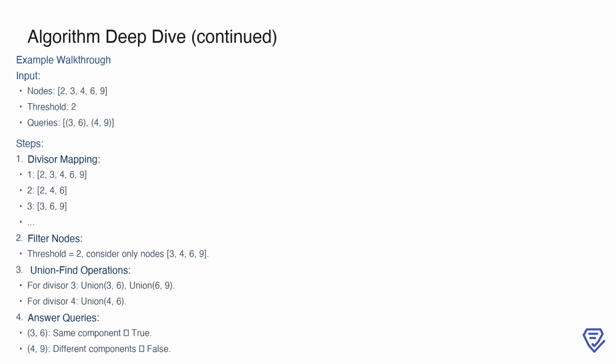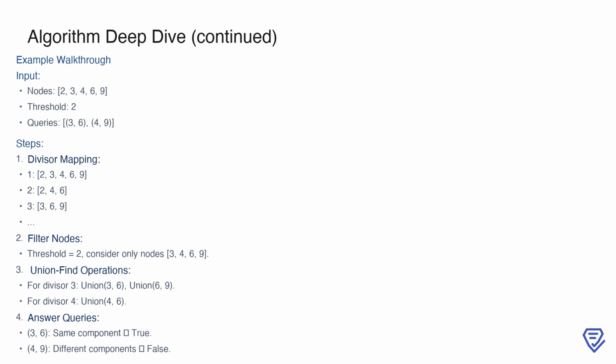First, we generate the divisor mapping: nodes divisible by 1 are 2, 3, 4, 6, 9; by 2 are 2, 4, 6; and by 3 are 3, 6, 9, and so on. Next, we filter out nodes less than or equal to the threshold, leaving us with 3, 4, 6, 9. Using union find, we process each divisor. For divisor 3, nodes 3, 6, 9 are merged: union 3, 6, and union 6, 9. For divisor 4, nodes 4, 6 are merged: union 4, 6.